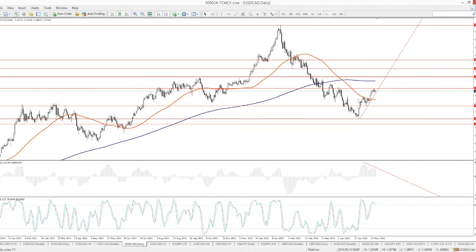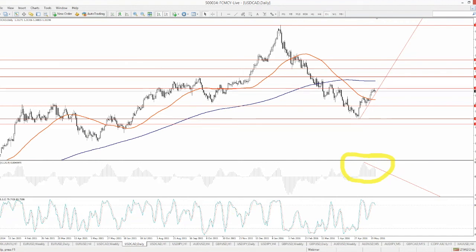However, we have to see here as well the MACD. MACD is making a bearish divergence. We see a lower low, however prices are moving to a higher high. That's an indication of a weakening uptrend.